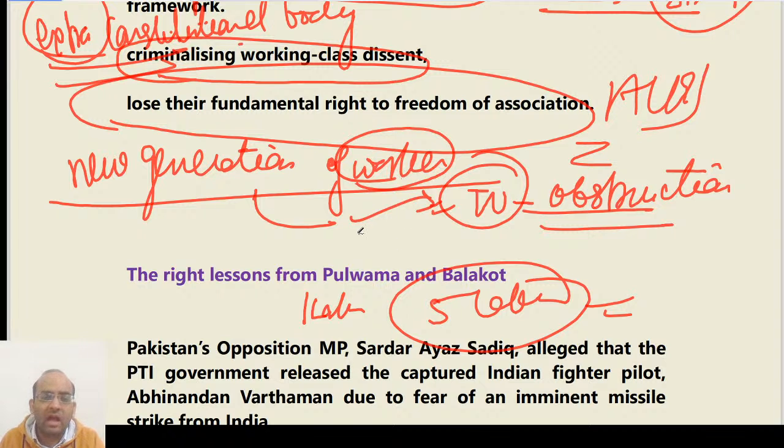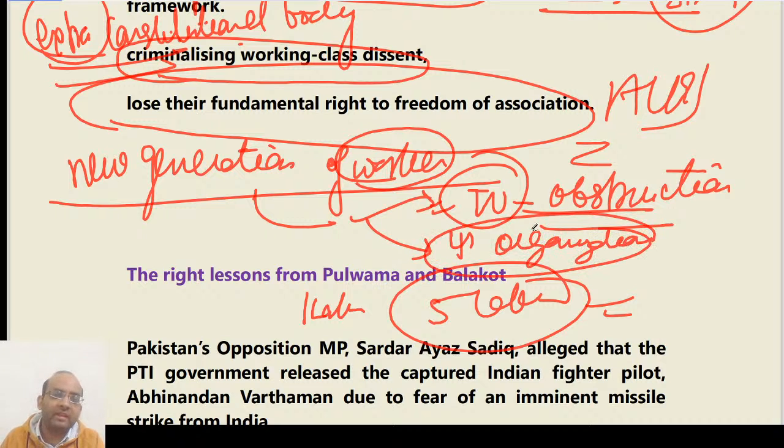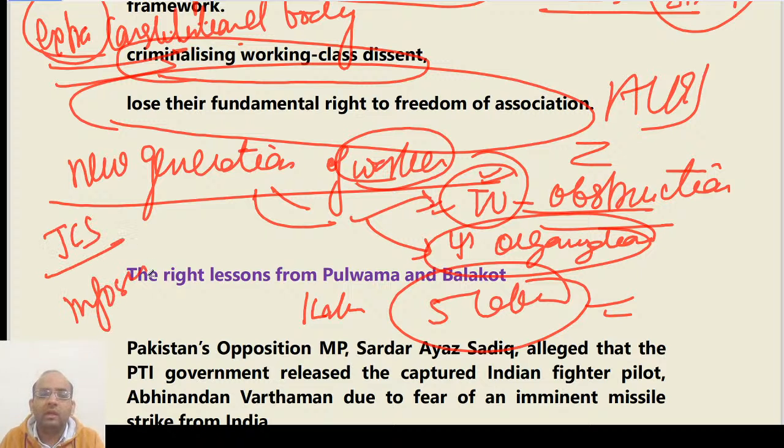Second, this generation of workers hates trade unions because they do not want to remain in one single organization. They want to switch from one organization to another in the hope of better wages, better salaries, better work service conditions, better package, etc. See, trade unions are meant for workers who want to stay in one particular organization. But the new generation of workers want to shift across multiple organizations. Suppose today you are working in TCS, tomorrow you will work in Infosys, and after that you will work in Wipro, etc.